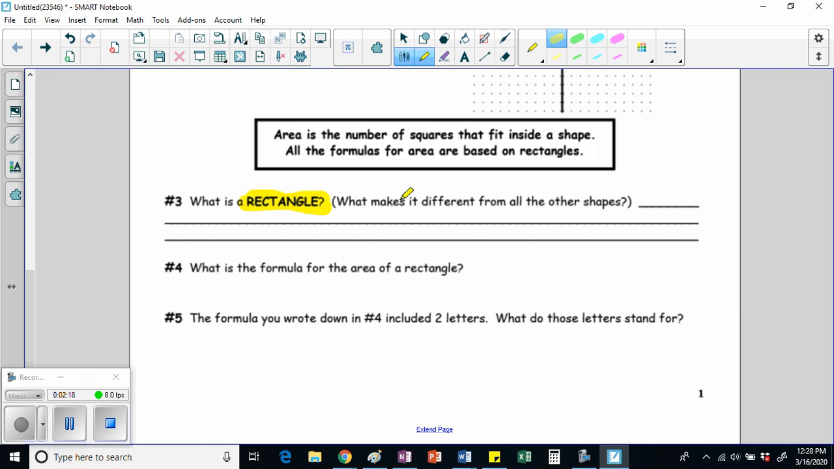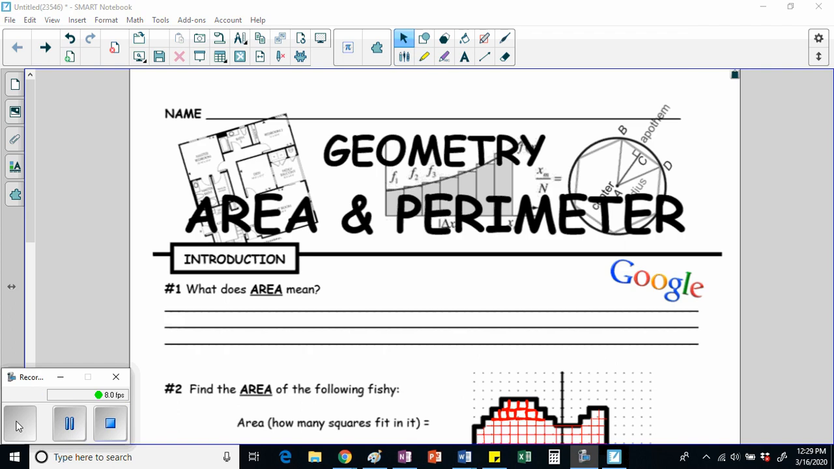So rectangles are a basic shape. What makes the rectangle important? What makes it different from the other shapes? Well, a rectangle is a quadrilateral with 4 right angles, and it's those right angles that are going to make it different. That's what we care about. All right, the formula for area of a rectangle, you should already be familiar with this. You learned it a couple different ways. It's either base times height or length times width, B times H or L times W. Doesn't matter which one. But I want you to write down a formula here and write down what the letters stand for. And we'll move on to page 2.